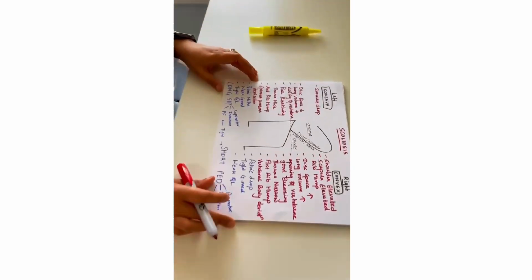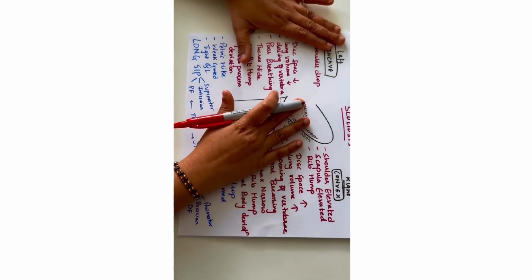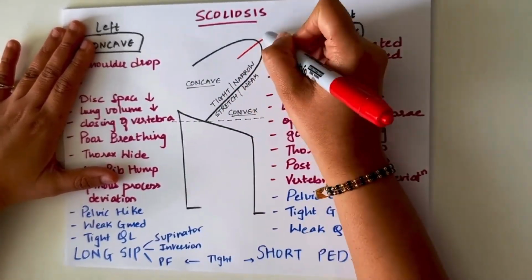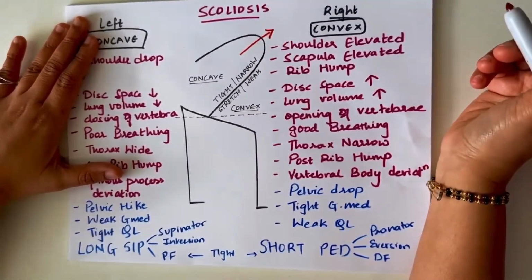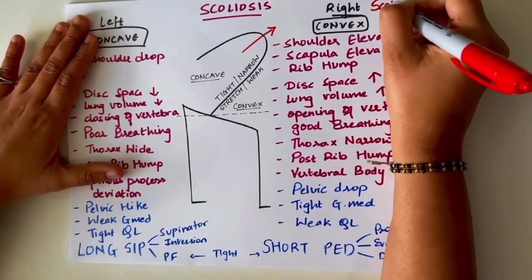So here we have the chart for scoliosis. First things first, this is the left side and this is the right side of the spine. The side where you see the hump is the name of the scoliosis. So this one would be our right-sided scoliosis.